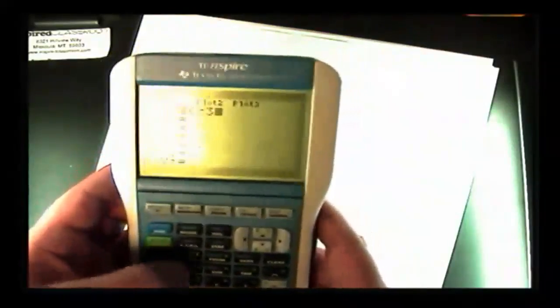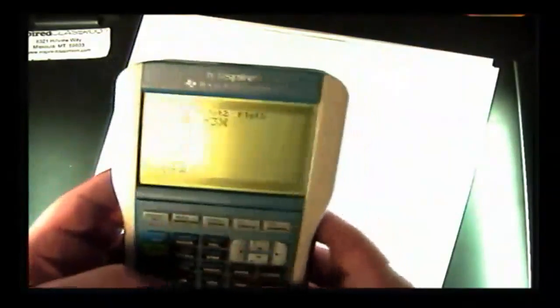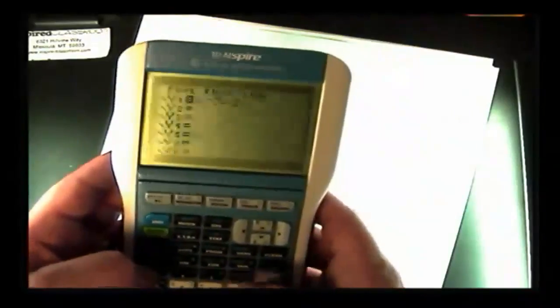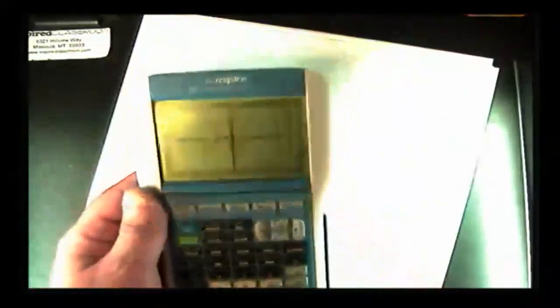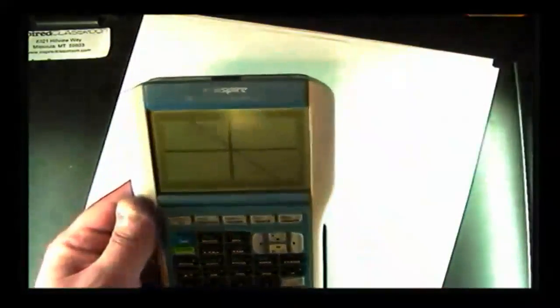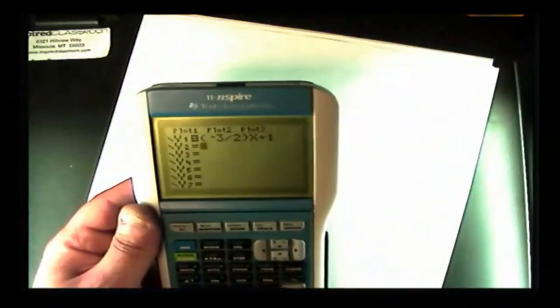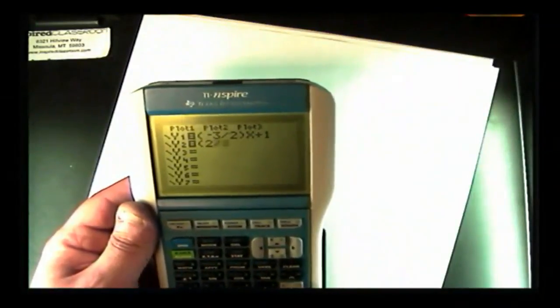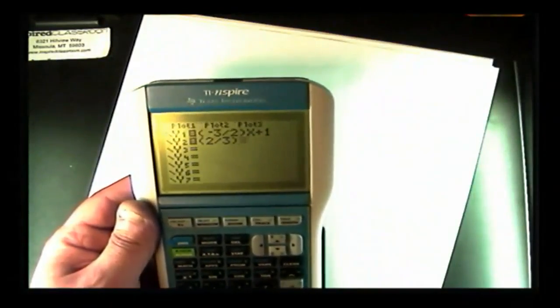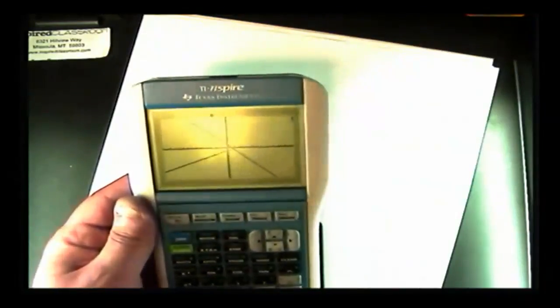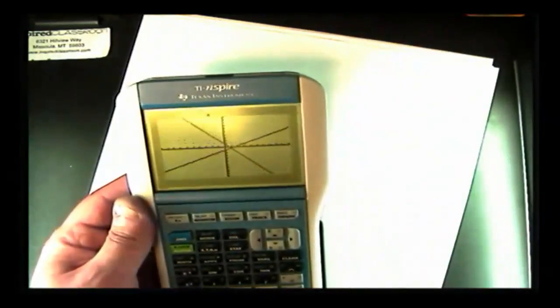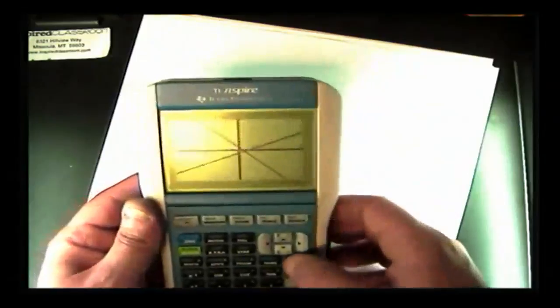If I graph a line, negative 3/2 x plus 1, there's my line. There it is. And if I want the perpendicular line to it, I have to flip my fraction, change the sign, and there it is. So positive slope, negative slope. You can look at your graphs and know that right away.